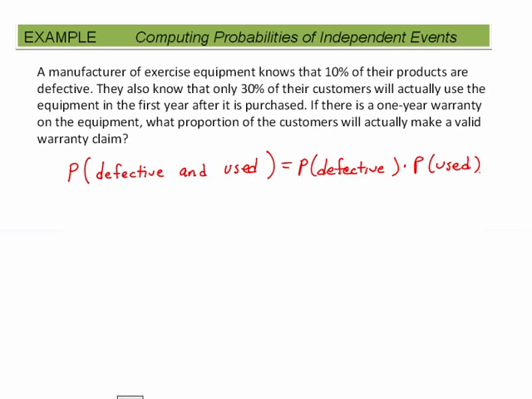And what is the probability that the equipment is defective? 0.1, 10%. Agree? What is the probability the equipment is used? 0.3. What's 0.1 times 0.3? 0.03.